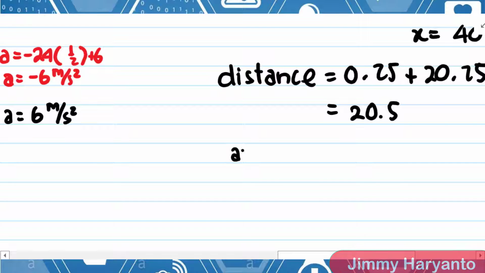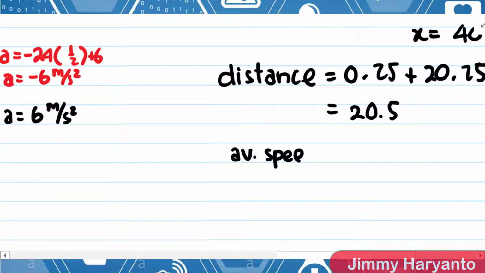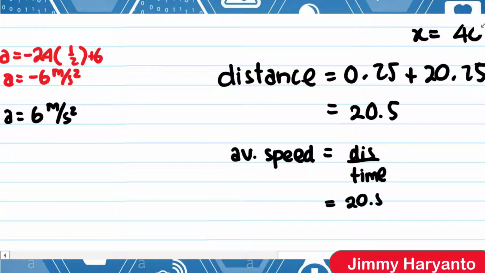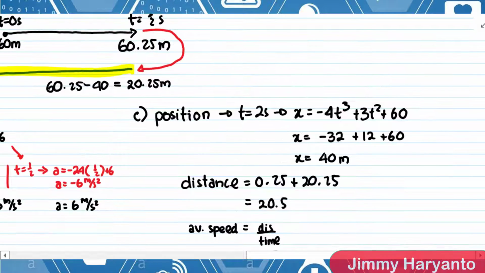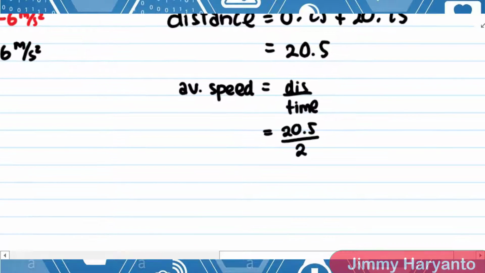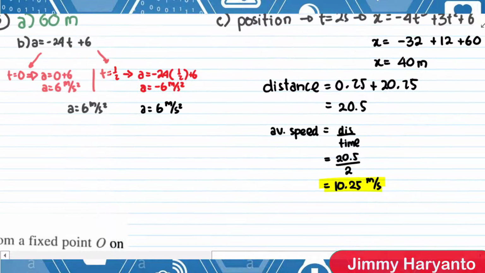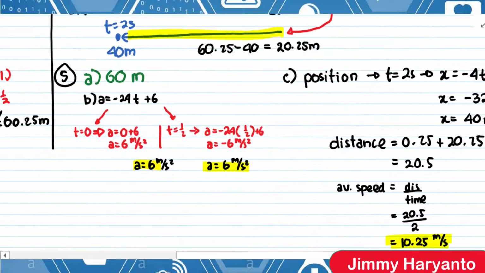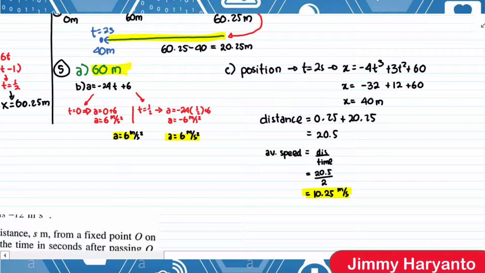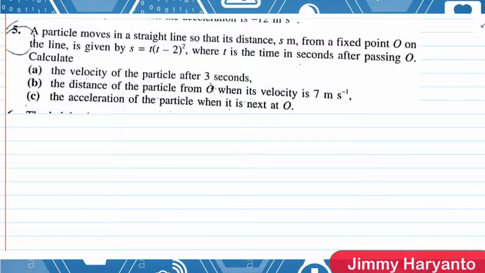And then you can find the average speed. The average speed will be distance over time. So the distance will be 20.5 and the time is 2 seconds, I believe. Yeah, 2 seconds, from 0 until 2 seconds. So the answer is 10.25 meters per second. Okay, so this is the answer for C. This one is for B, and this one is for A. Okay, good. Next question. Okay, number 5.